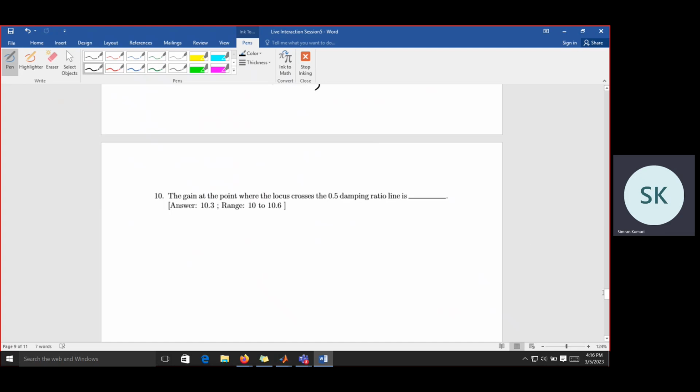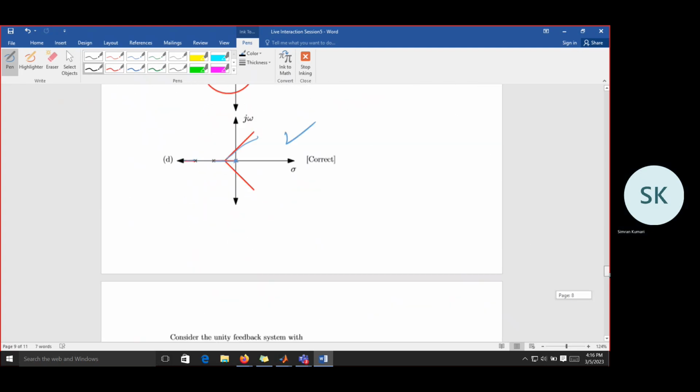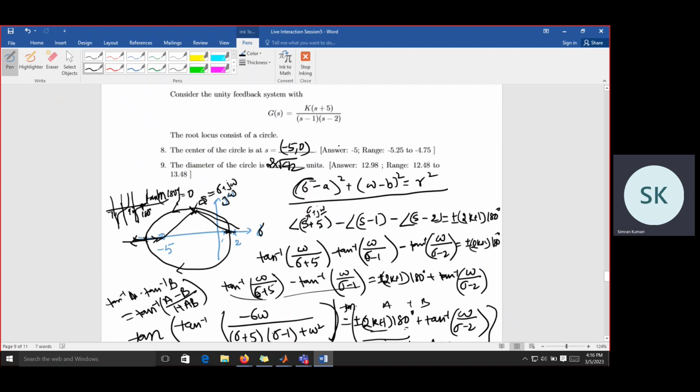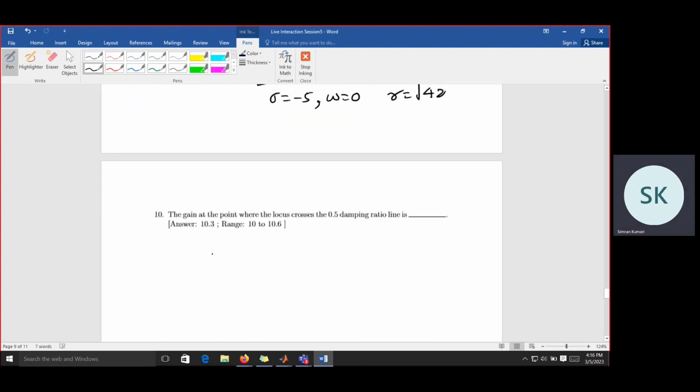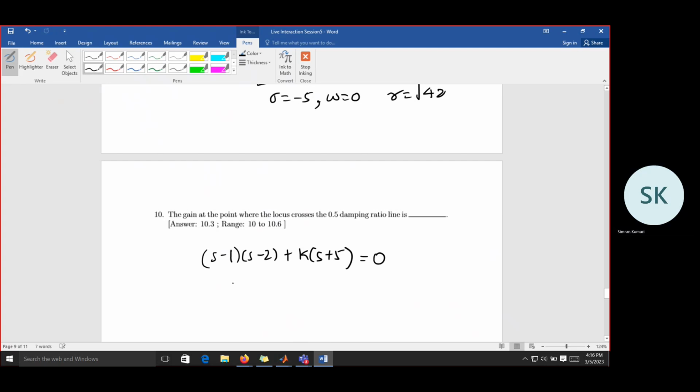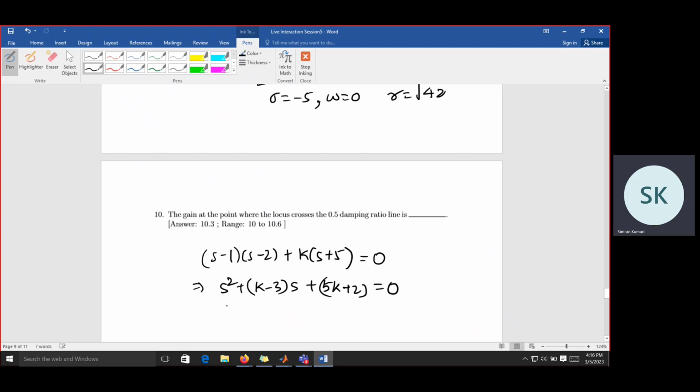or we can do this using the characteristic equation. So we have the characteristic equation, which is (s plus 1)(s minus 2) plus k(s plus 5). So this is g. So we have (s minus 1)(s minus 2) plus k(s plus 5) equal to 0. If we simplify this, we'll get s square plus (k minus 3)s plus (5k plus 2) equal to 0.